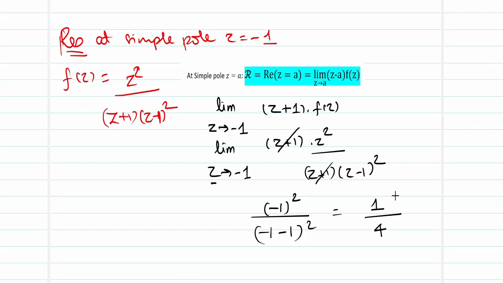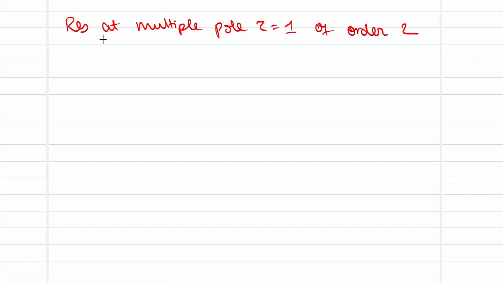The next part which we need to do is estimate the residue at the multiple pole z is equal to 1 of order equal to 2. Once again, copy paste your function f of z, which is given by z square divided by z plus 1 into z minus 1 the whole square.